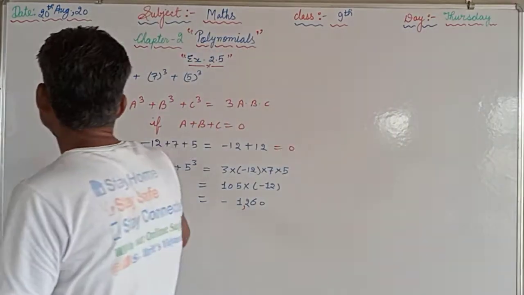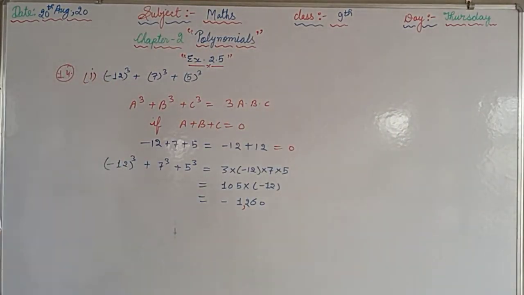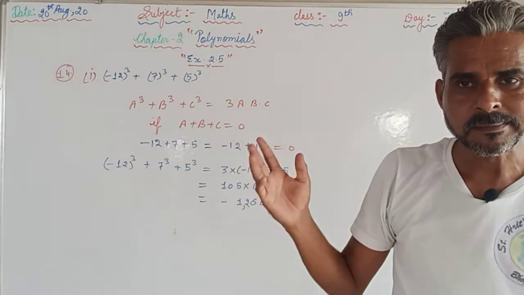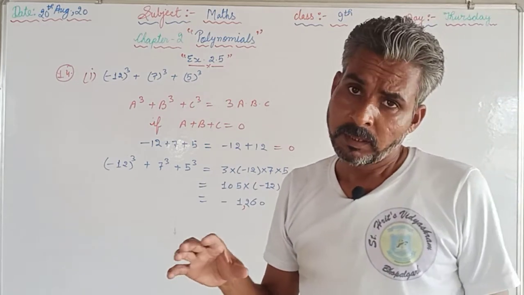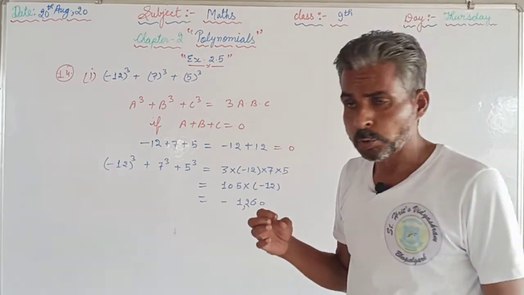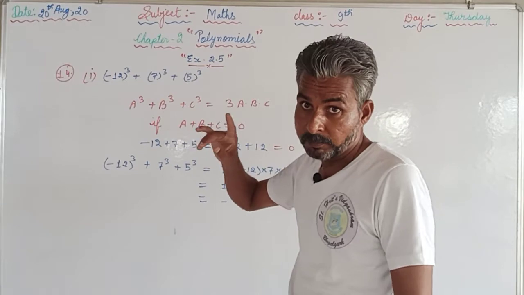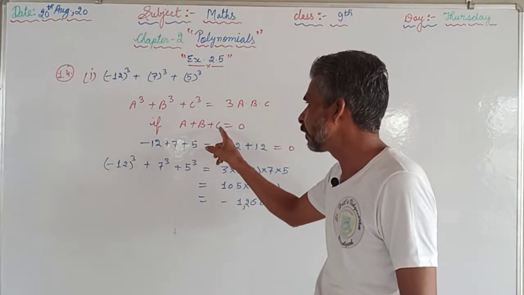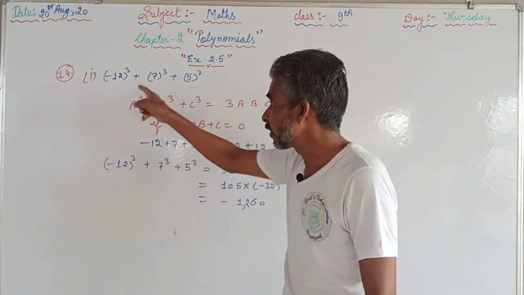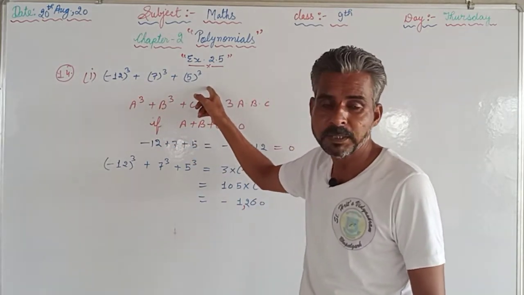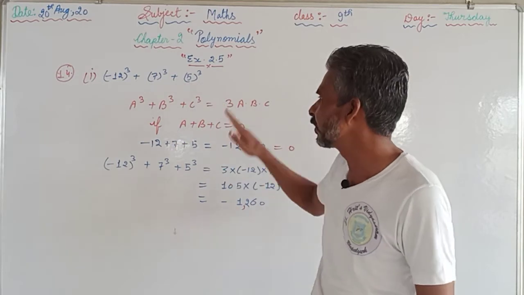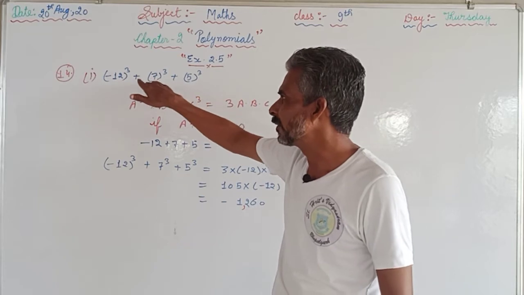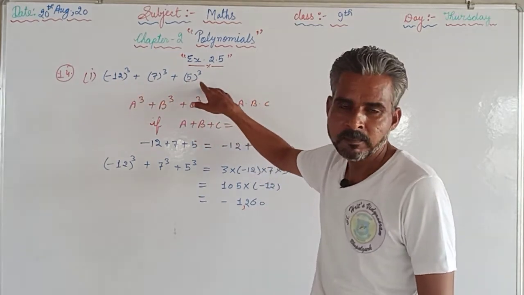That was the first part, that is minus 12 cube plus 7 cube plus 5 cube without actually multiplying these integers. But what was the benefit of using that formula? What is the condition to use this formula? The main condition is a plus b plus c should be equal to 0. The sum of these three integers should be equal to 0, and that is there. That's why we use this formula to find the sum of the cubes of these three integers.